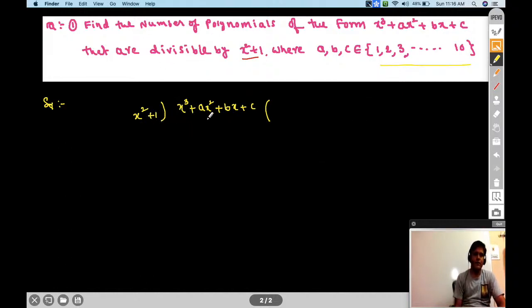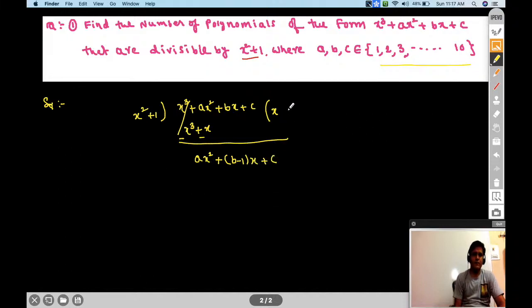So divide this cubic by x square plus 1. Here you will get x, then x cube plus 1 into x. Minus, this cancels, and here you get ax square plus b minus 1 into x plus c.